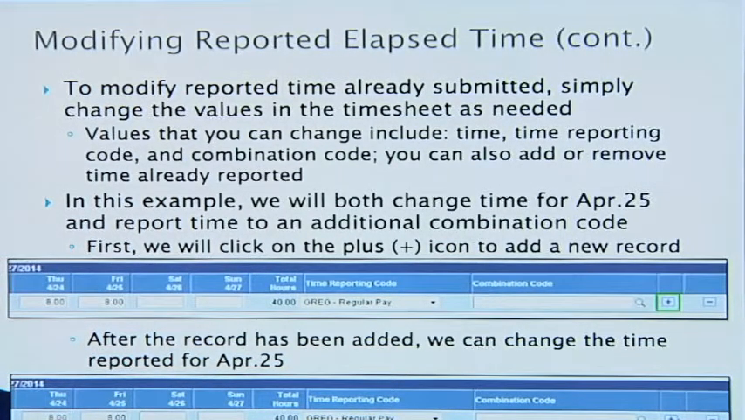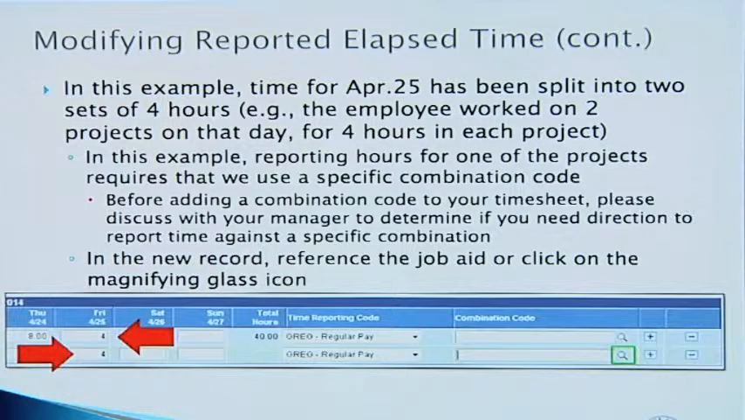In this example, we will both change time for April 25th and report time to an additional combination code. First, we will click on the plus icon to add a new record. After the record has been added, we can change the time reported for April 25th. In this example, time for April 25th has been split into 2 sets of 4 hours. For example, the employee worked on 2 projects on that day for 4 hours in each project.